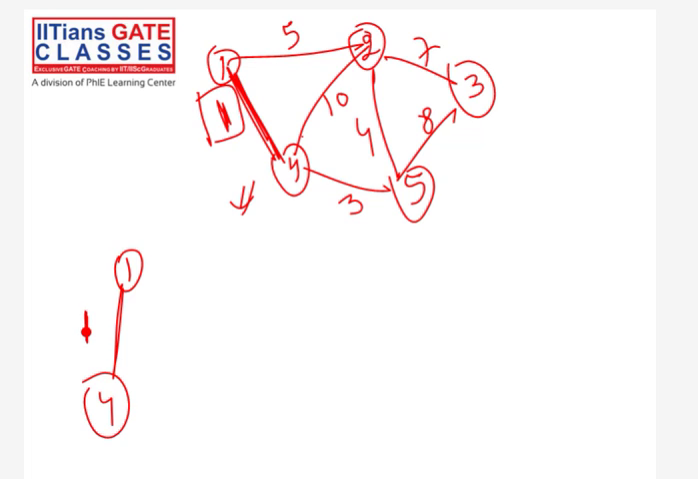Keep adding edges. You will add an edge only if the edge does not create any cycle. Clear? You will add an edge only if the edge does not create any cycle. This is the condition. So after one, the next minimum weight is, let's say this is 2, and then the next minimum weight is 3. So after the second iteration of Kruskal's algorithm, this is the condition.